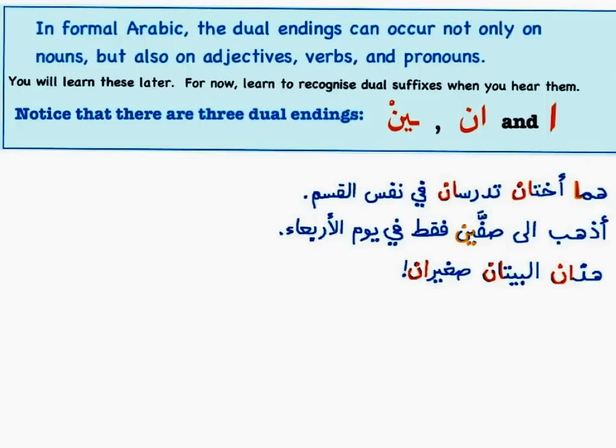And another example just for the fun of it. هذان البيتان صغيران. These 2 houses are small. Notice how alif noon is attached to the pronoun, to the noun, and to the adjective.